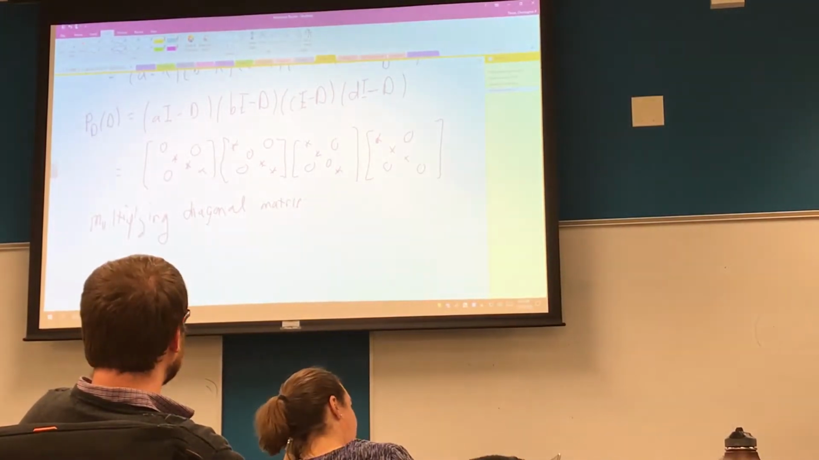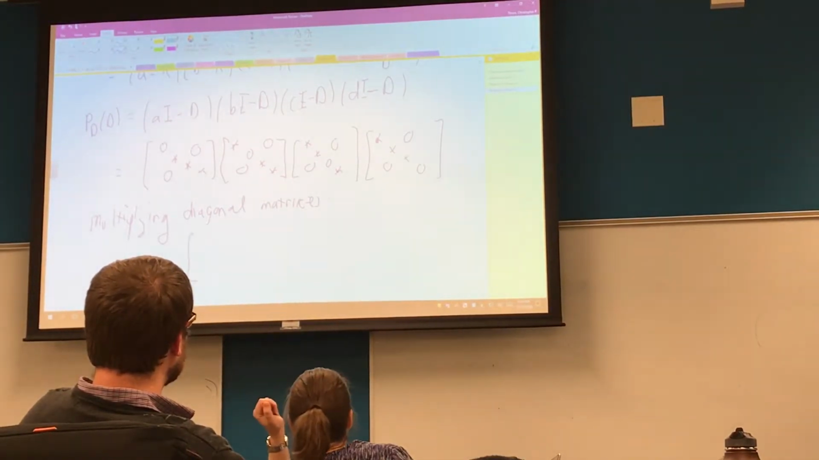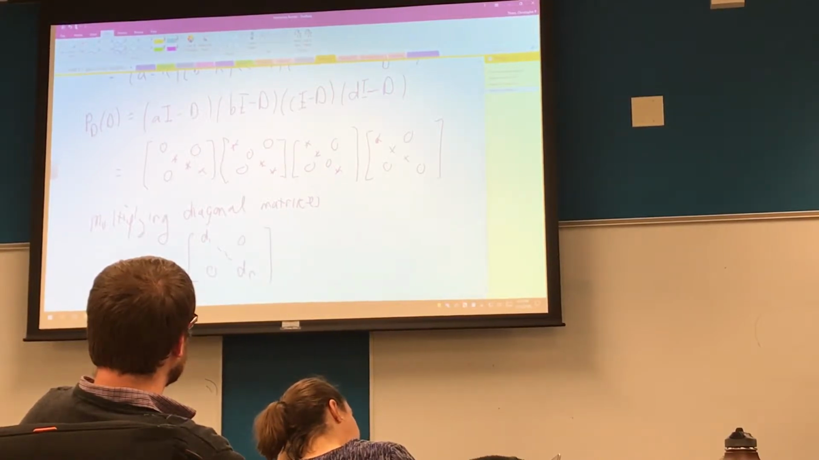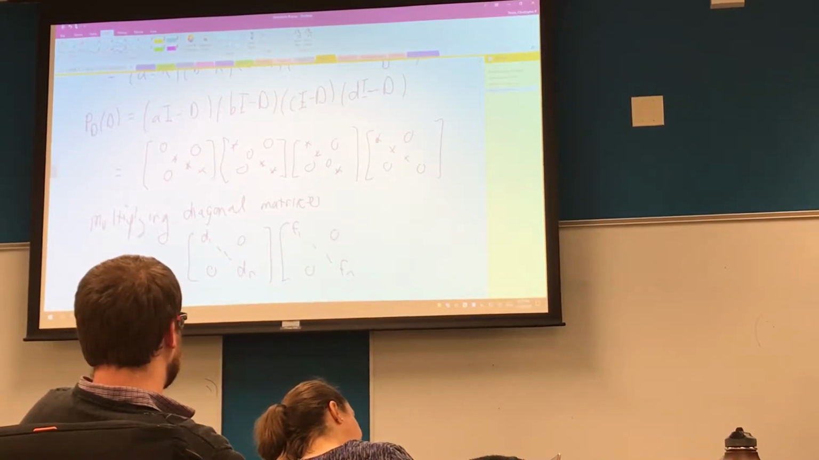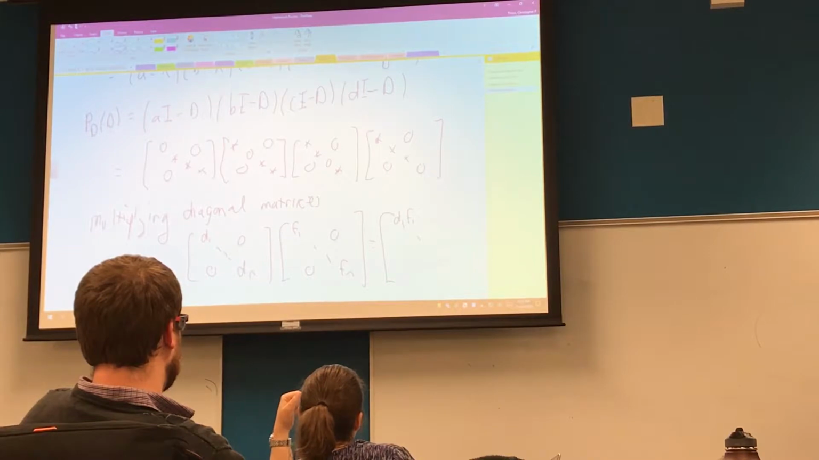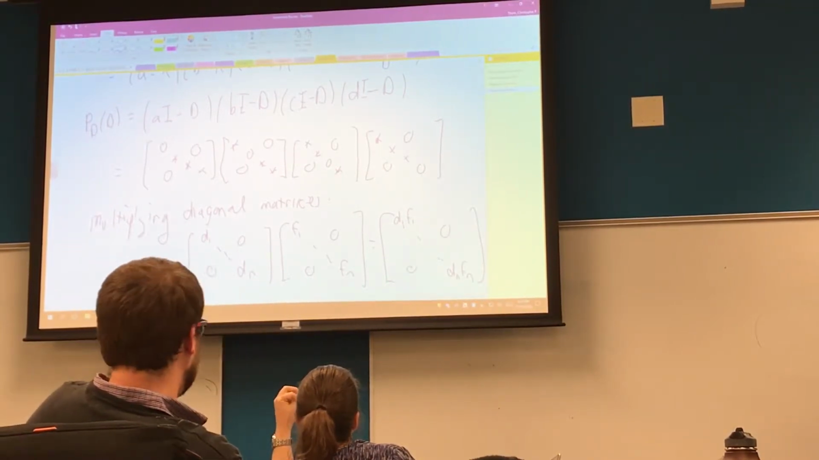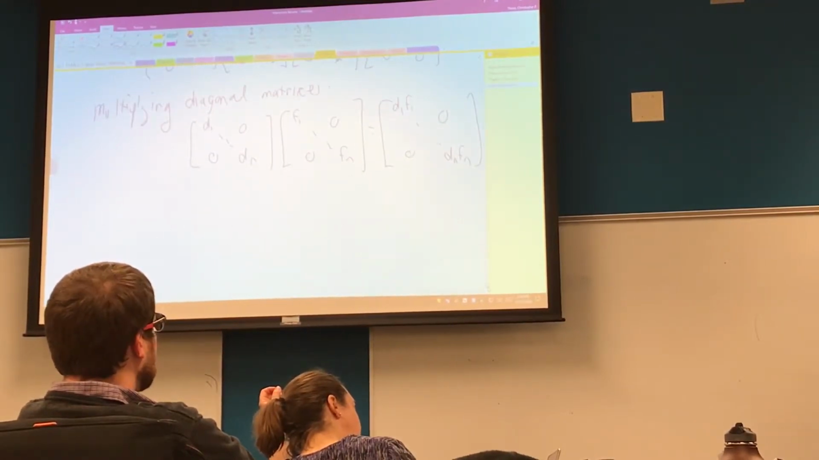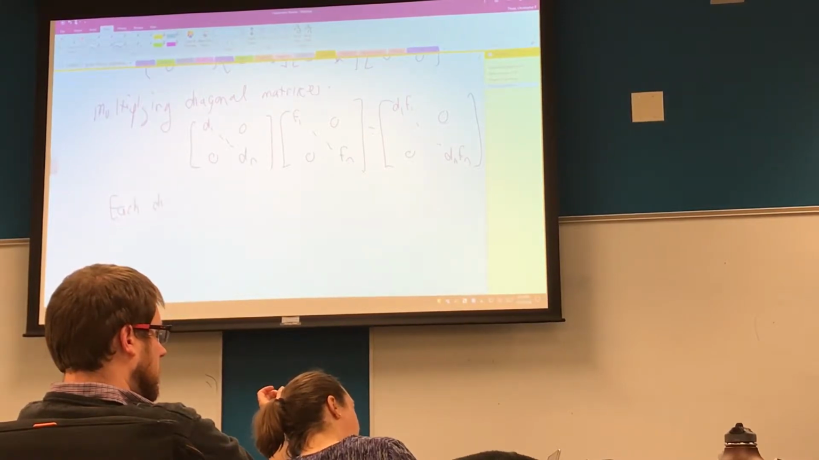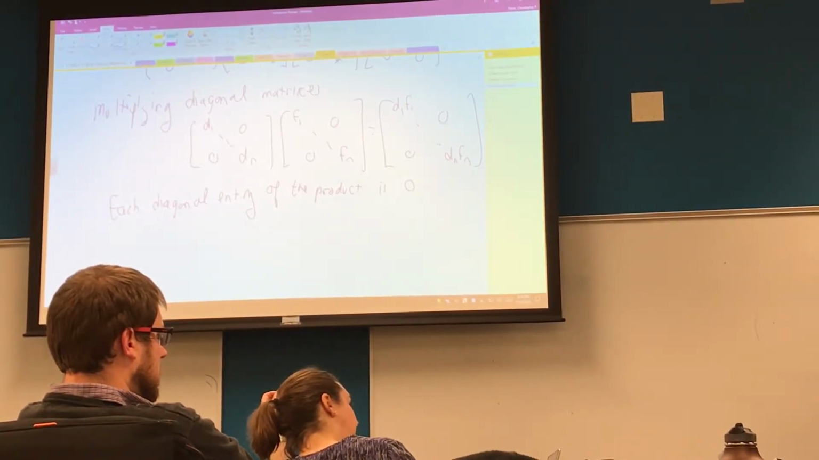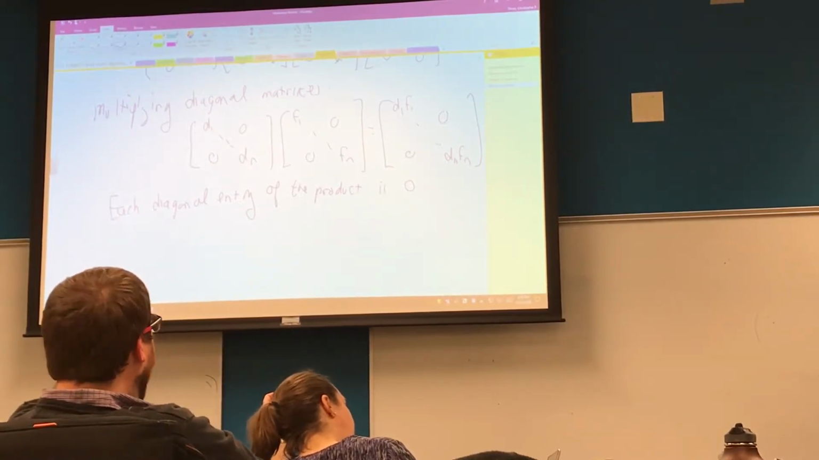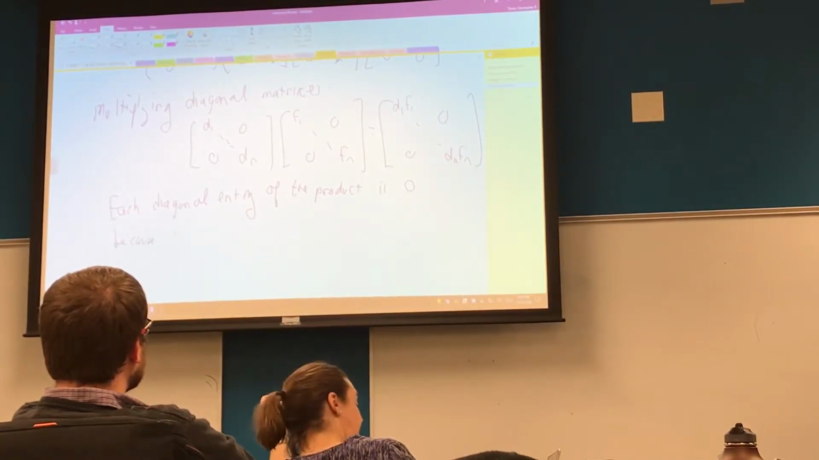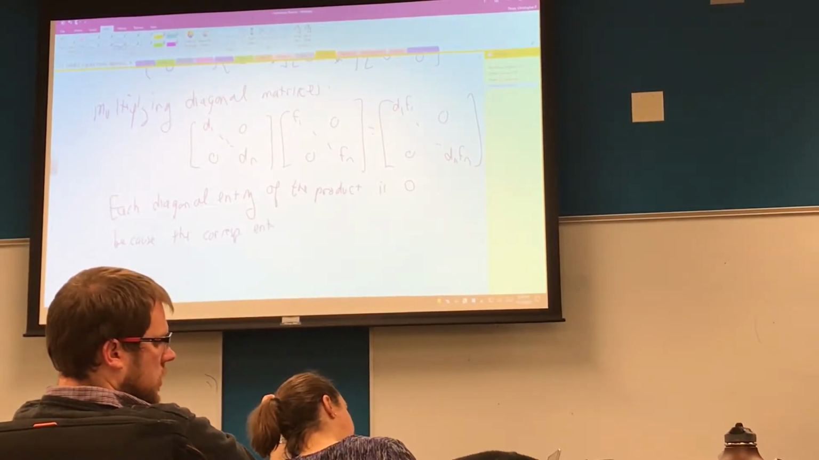So if I take D1 through Dn here, the zeros here, and then I say F1 through Fn, and zeros here, it's going to be equal to D1 F1 through Dn Fn. So just think about how you would write this so that each diagonal entry of the product is 0, because there's always one factor that has 0 in that place in the diagonal, the corresponding entry of one of the factors.